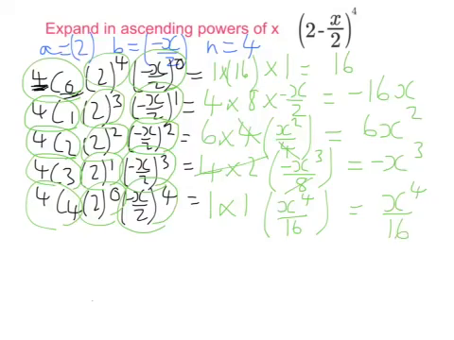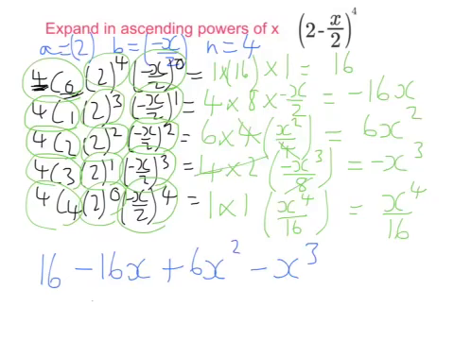And then, of course, don't forget we're going to write it all out. So the answer is 16 minus 16x plus 6x squared minus x cubed plus x to the 4 over 16. Ta-da!